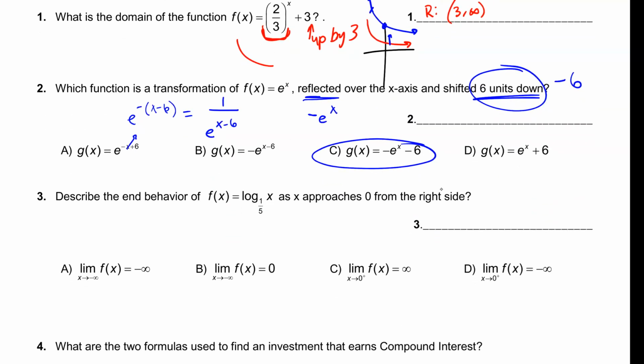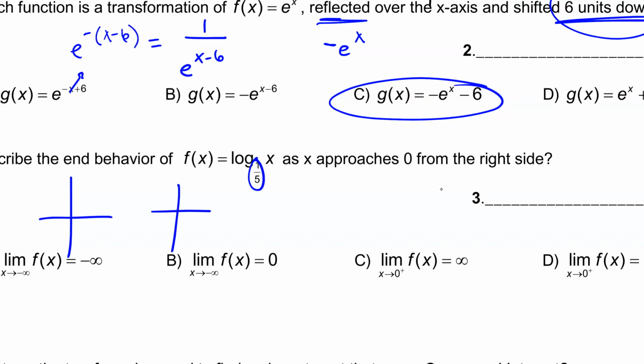Okay, try out number 3. Describe the end behavior. Sorry, do we have questions over this one? We went over some of these problems already, beginning with our quick poll questions. Number 3: describe the end behavior of log base 1/5 of x as x approaches 0 from the right side. So is this growth or decay? That's really the question. Is this logarithmic growth or logarithmic decay?